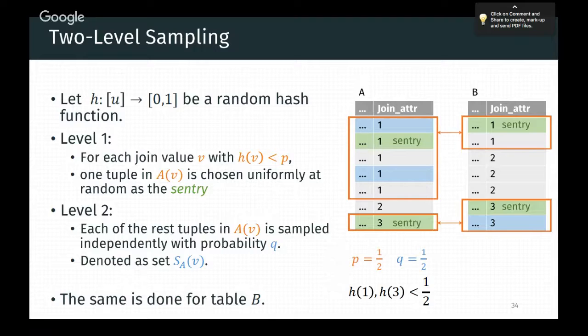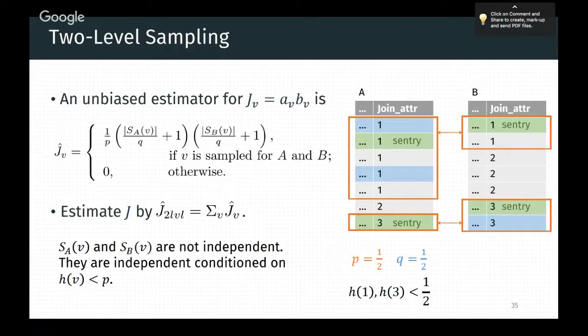So for the first level, we use correlated sampling to sample the value and take one sentry. And for the second level, we use Bernoulli sampling to sample from the values that we have chosen in level 1. The same is done for the other table, table B. And then this is an unbiased estimator for the join size.